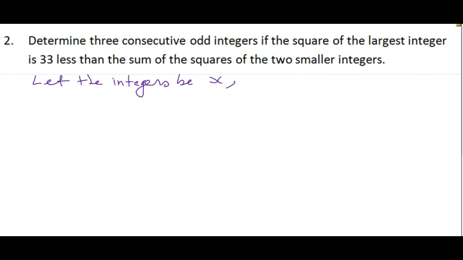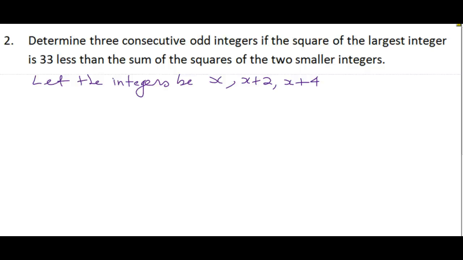Okay, so let the integers be x. Now what's the next odd integer? First one's x, the next one is? How do you go 7, 9, 11? X is 7. What do you do to get 9? Plus 2. What do you do to get the next one? Plus 4, right? So just think of 1, 3, 5. If that's a 1, 1 plus 2 is 3. I'm going to have to add 4 to get 5. If that's 7, this will be 9, this will be 11.